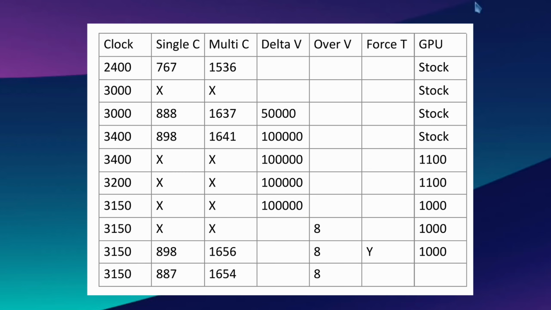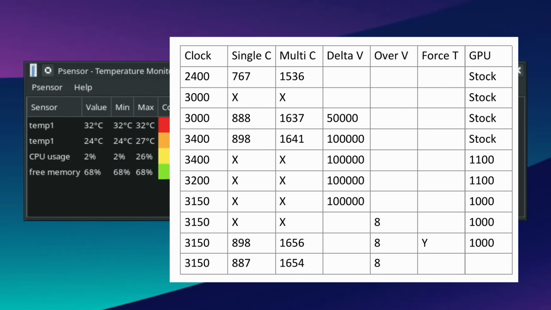But when I enabled force turbo equals 1, then it did start to work. And that was the best score I got overall. But force turbo means that the CPU is maxed out all the time, which generally you don't need. So without that force turbo, the best scores I've got, 3150, single core 887, multi-core 1654, with an overvoltage of 8. Really respectable scores. I think the maximum temperature I ever saw was about 33 degrees, so it's definitely not a fault of the cooler. The cooler is definitely doing its job. We're just hitting the maximum for this particular Pi.